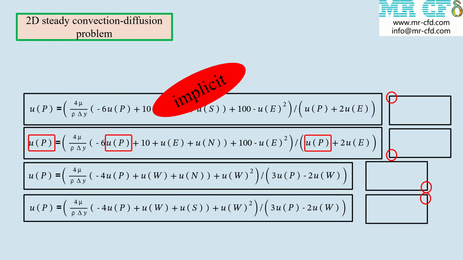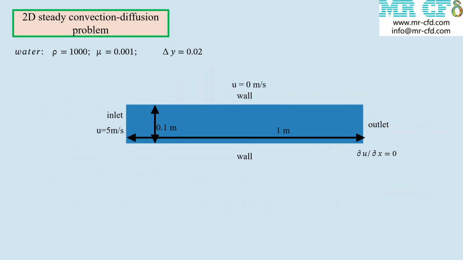In this method, we need to assume an initial value of velocity for each node, and then we can find the u at each cell with the values of neighbor cells. For the next step, we continue this loop until the x velocity at each node converges to a value. At the end, we will have the solution of x velocity at all nodes. For our simulation, the density of water is 1,000 kilograms per cubic meter, the viscosity is 0.001 pascal-second, and the length of each cell is 2 centimeters.